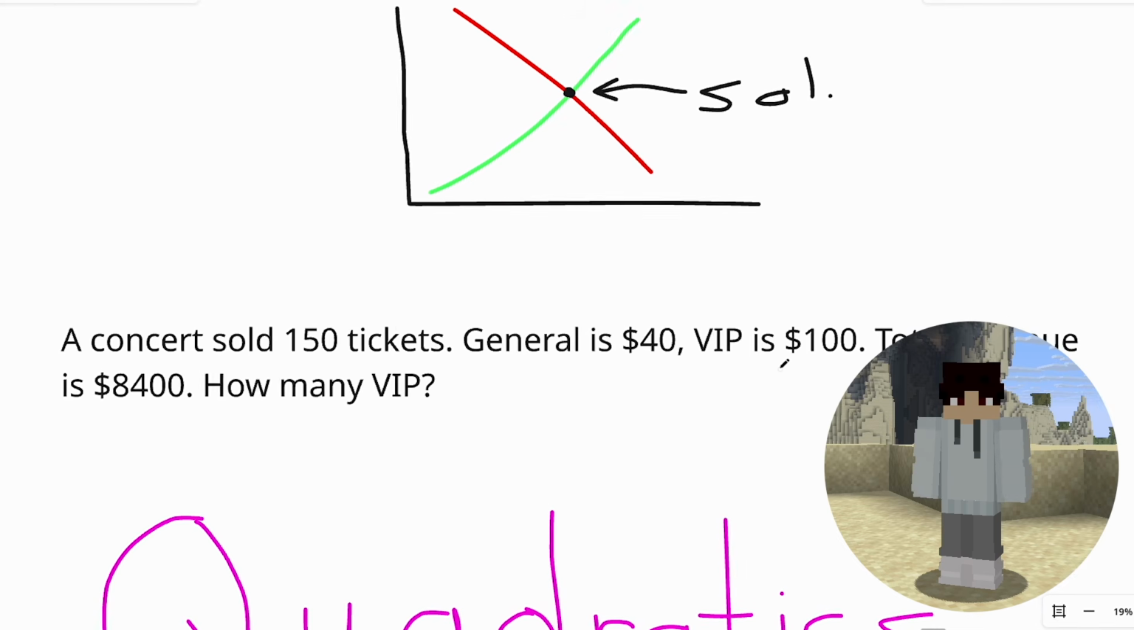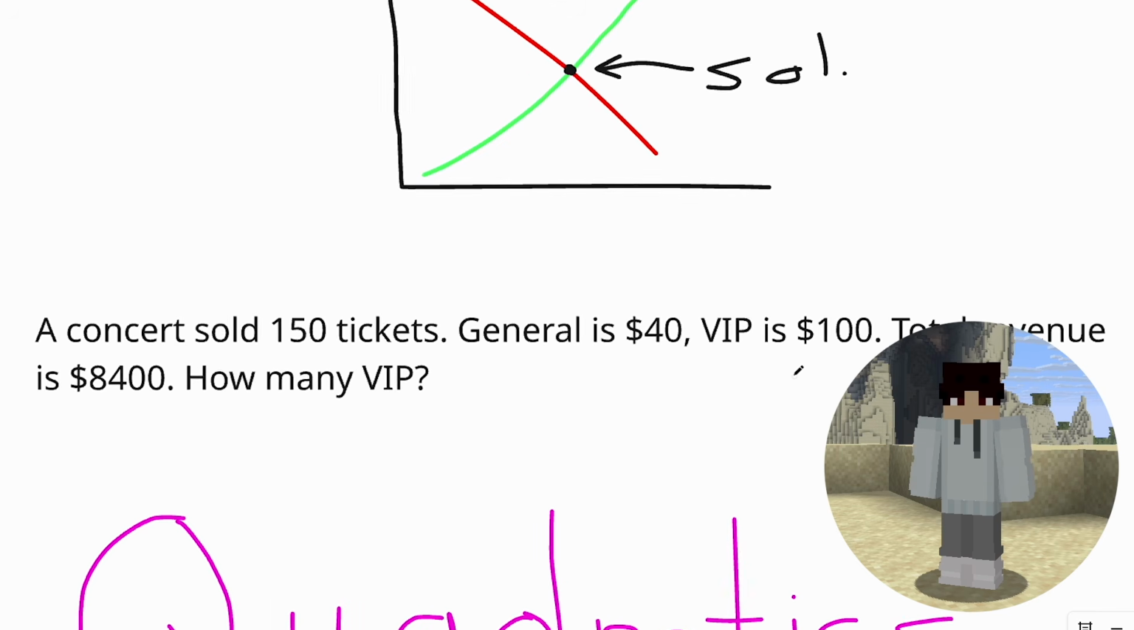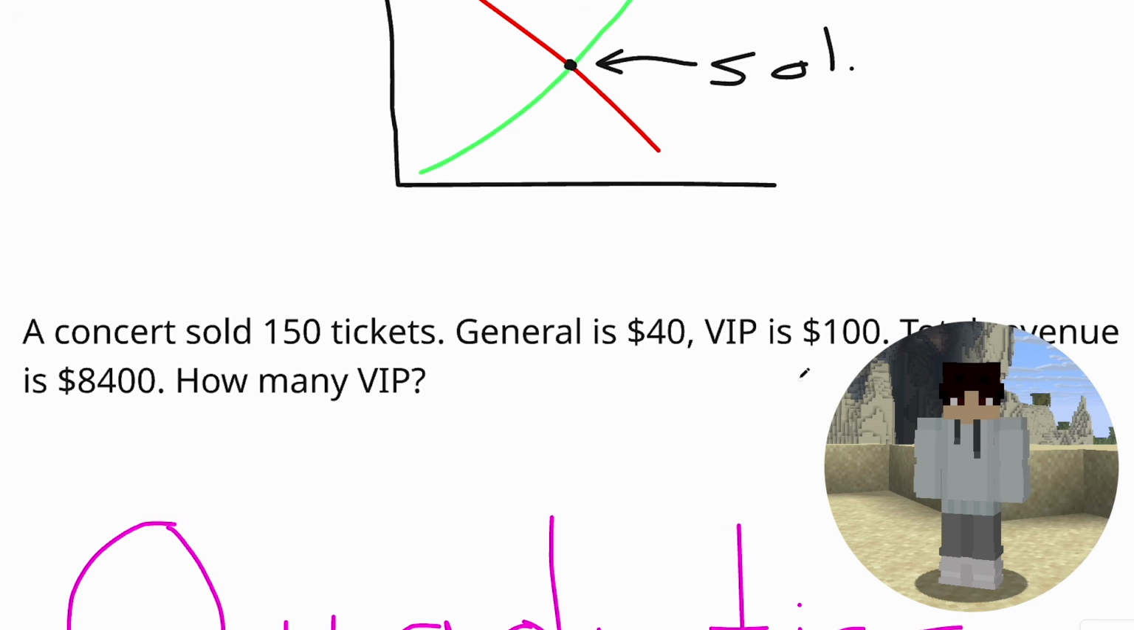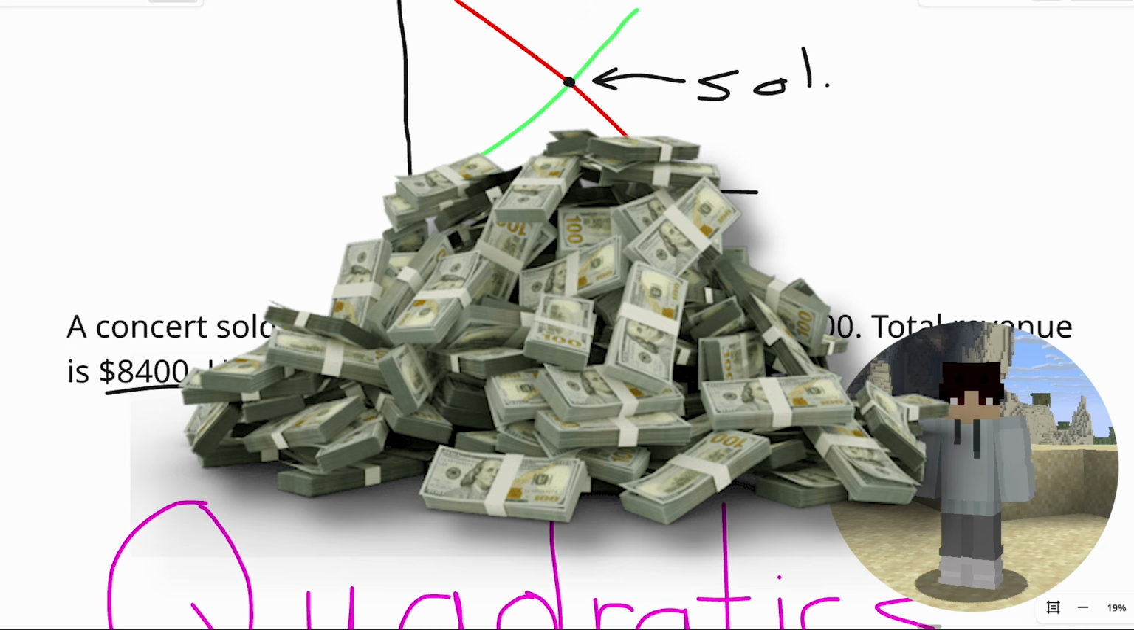A concert sold 150 tickets, general is 40, VIP is 100, total revenue is 8,400. How many VIP did they sell? Okay, so let's try to keep track of what everything is saying. We have 150 tickets, so that's the total amount of tickets being sold. Then you have the total revenue, which is 8,400. So that's basically the total value we're producing here.